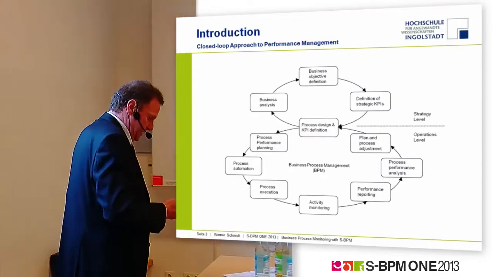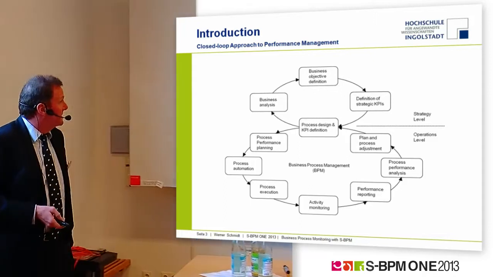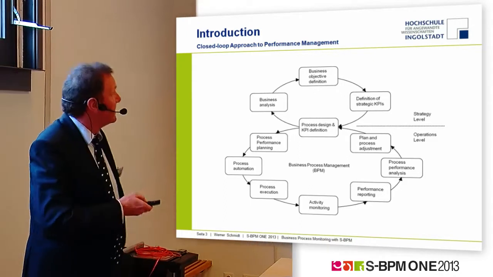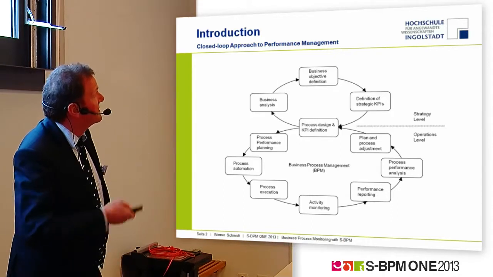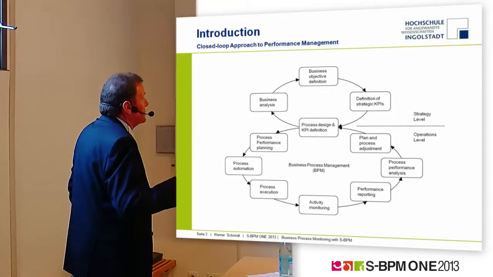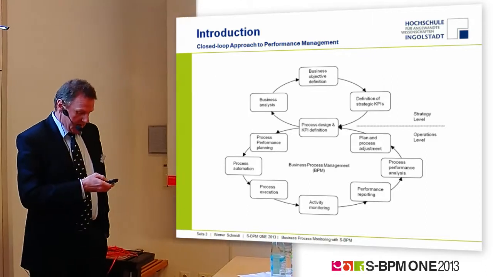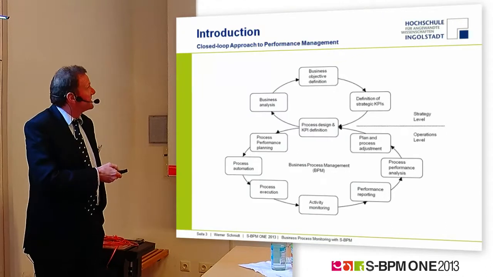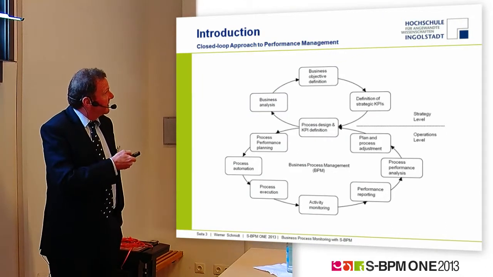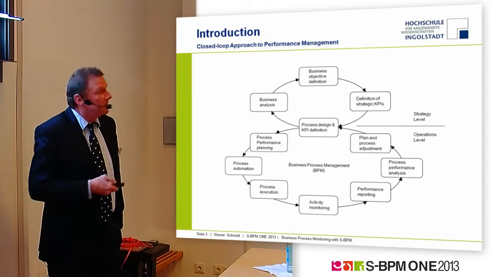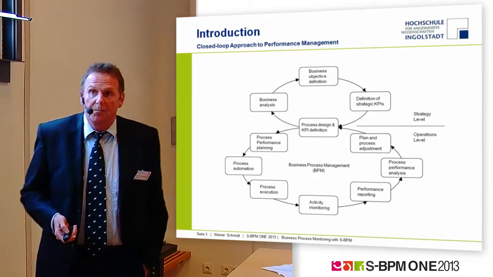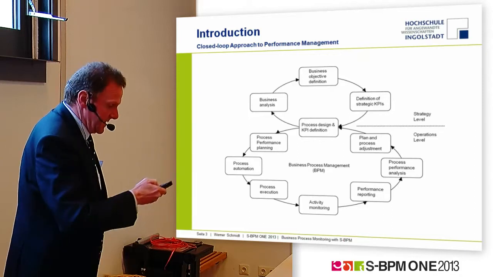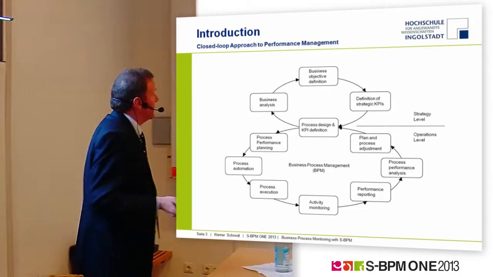The two talks before mine make it easy to go over this slide. Matthias started talking about the strategic level, and if we look at this closed loop approach of performance management, we can see that business process management and activity monitoring is down here on the operations level. So we jump into this lower part of this double closed loop cycle.